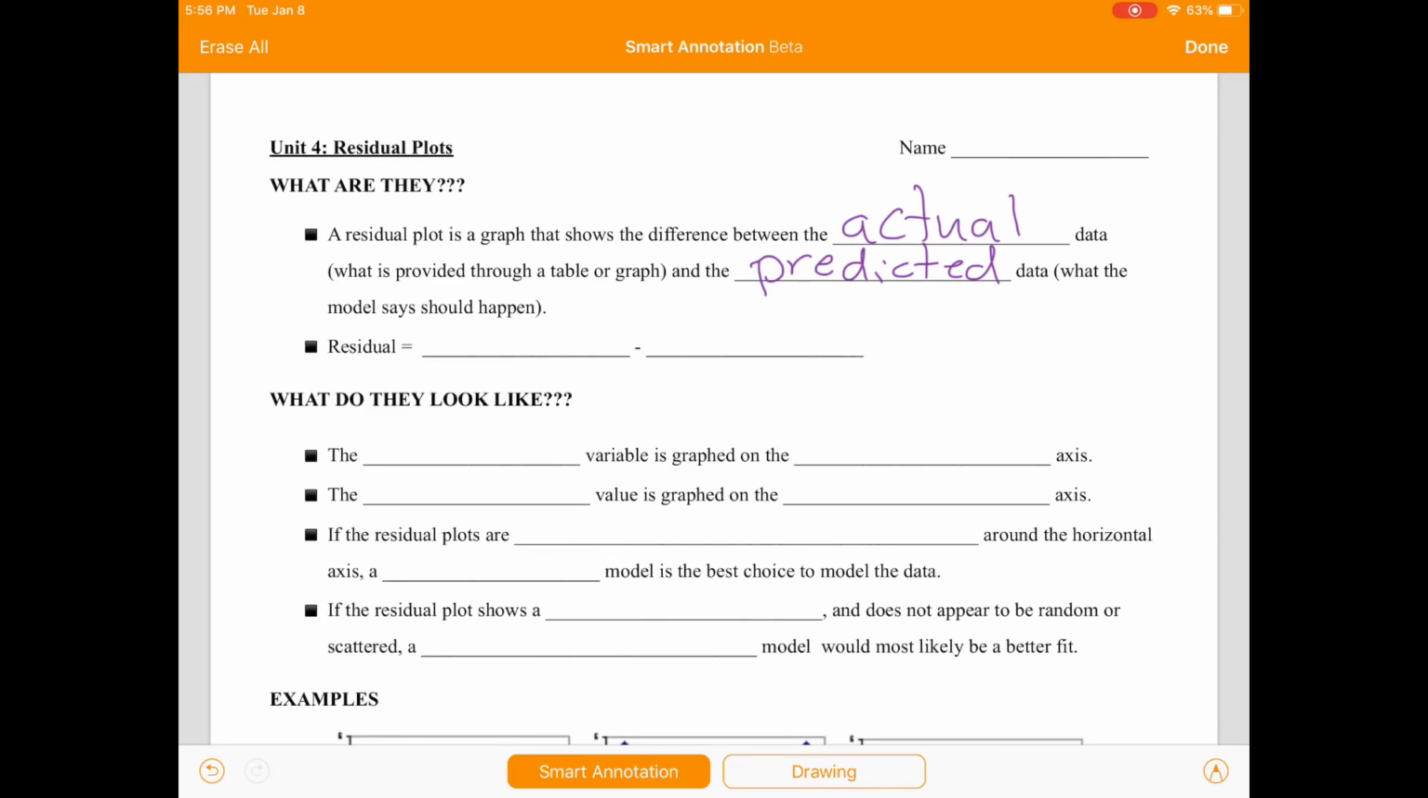So how we find a residual from these two types of data is taking the actual data and subtracting the predicted from it. Another word for the predicted data is expected data.